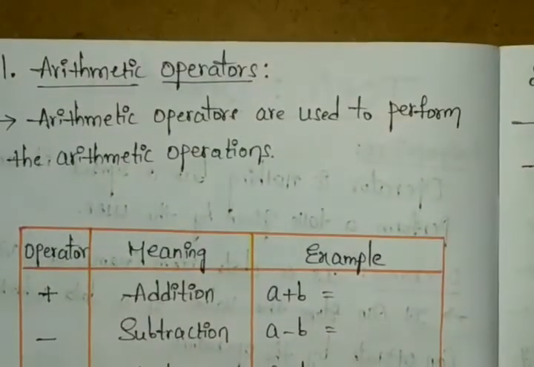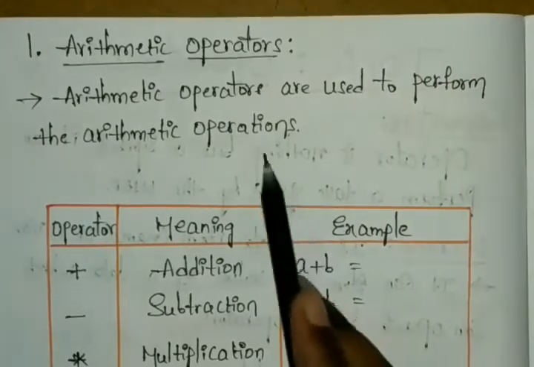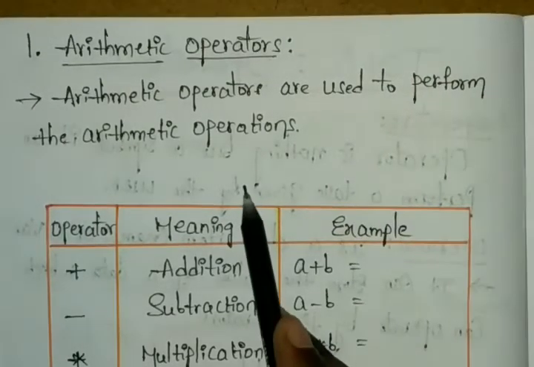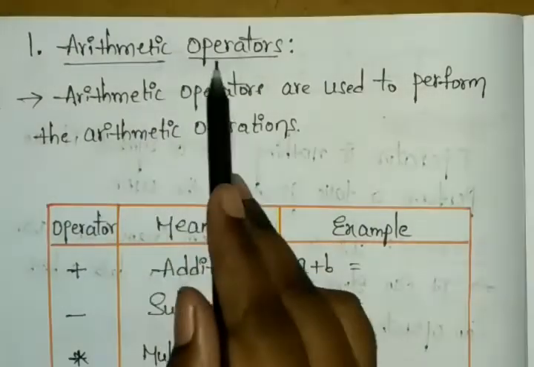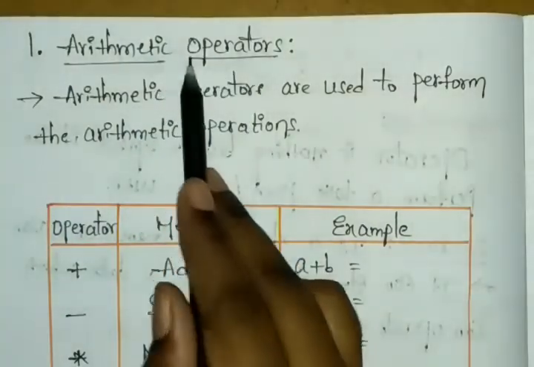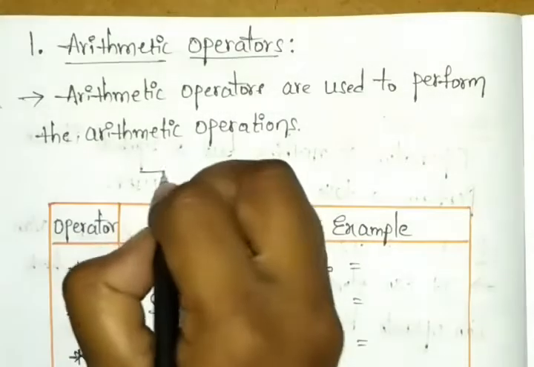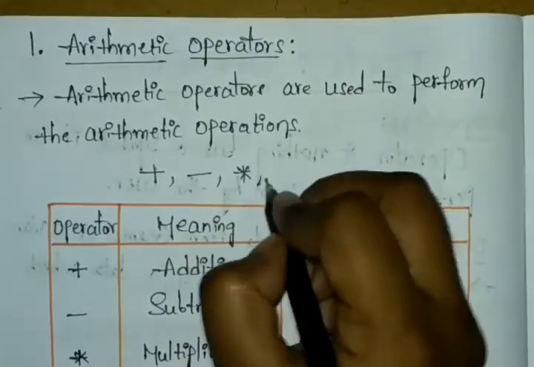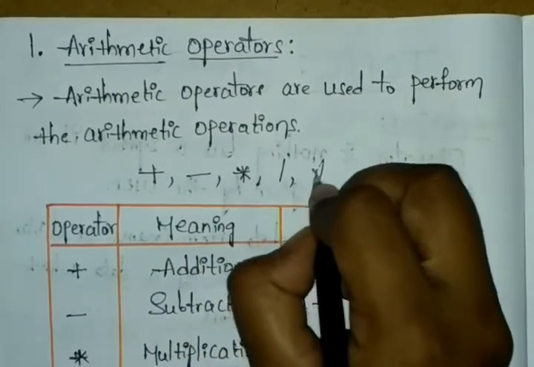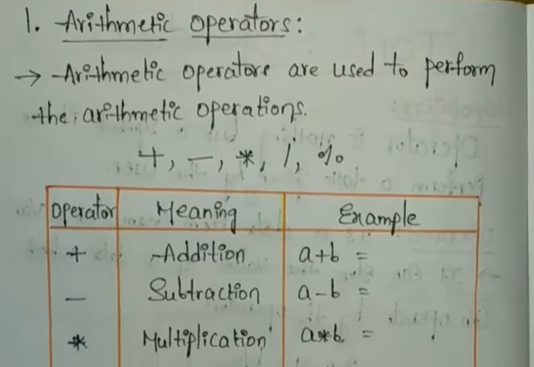Let's see the first one, the arithmetic operators. Arithmetic operators are used to perform arithmetic operations. Here we have addition, subtraction, multiplication, division and modulus division. Like this we have the arithmetic operations.